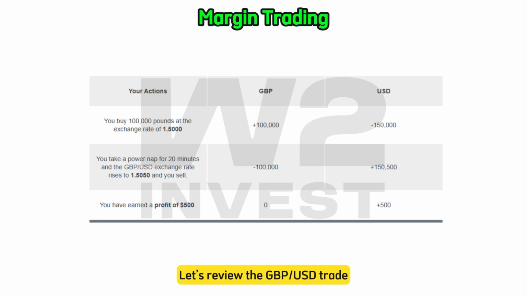Let's review the pound sterling to US dollar trade example above. Pound sterling to US dollar went up by a mere half a pence. Not even 1 pence. It was half a pence. But you made $500 while taking a power nap. How? Because you weren't trading just 1 pound. If your position size was 1 pound, yes, you would have made only half a pence. But your position size was 100,000 pounds or $150,000 when you opened the trade.